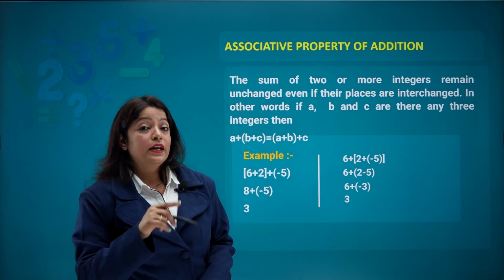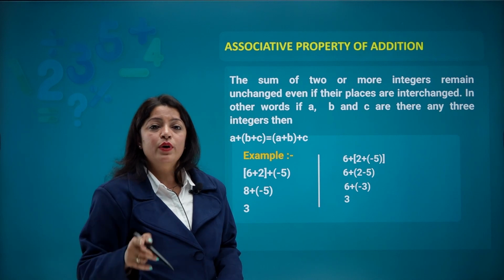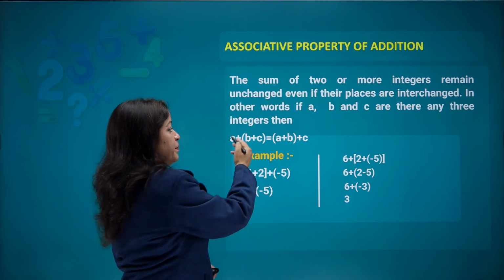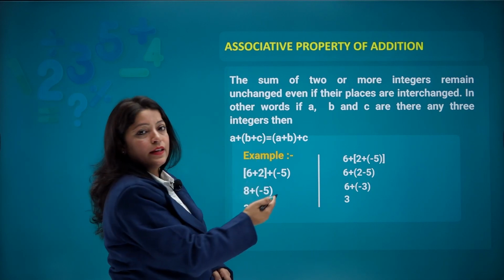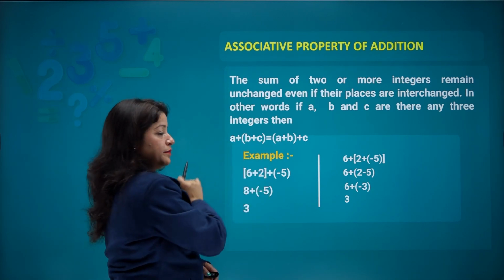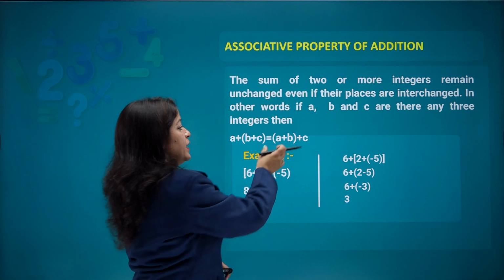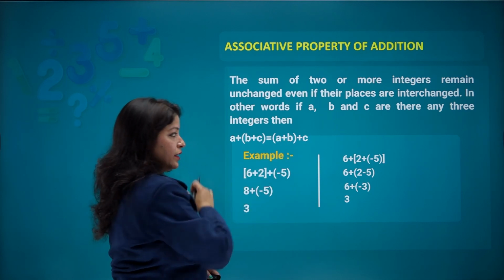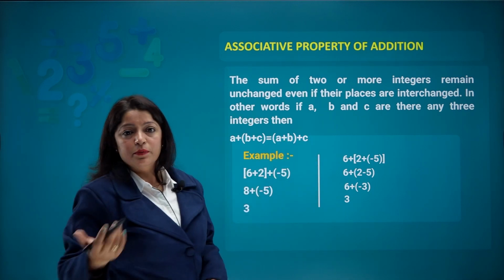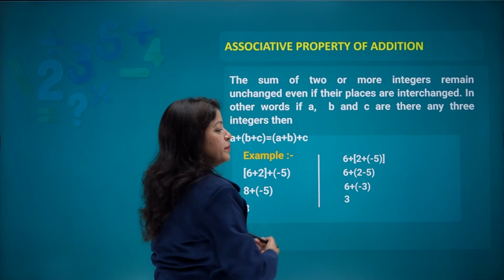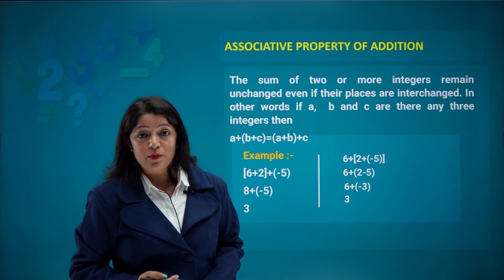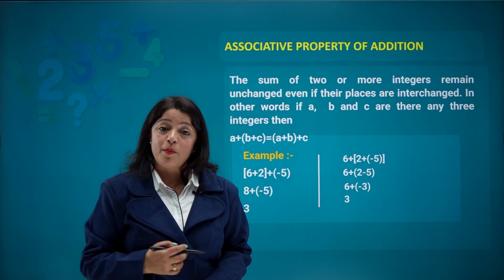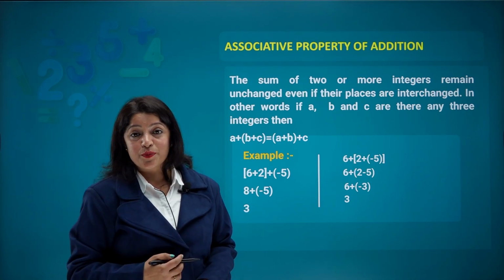That means it does not matter which number you are adding first, which pairs you are making. You can first add b and c and then add the result to a, or you can first add a and b as you have done here, and then add the result to the number c. The result will remain the same in both the cases. I hope this associative property of addition is clear to you.